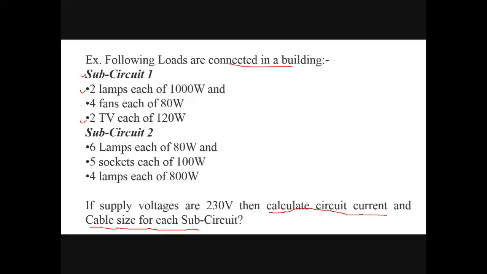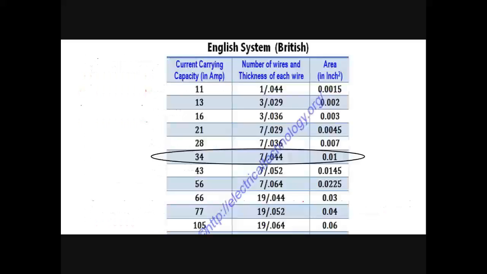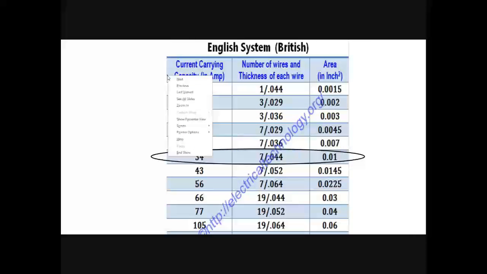So we know that we have the power capacity and the voltage capacity, so we can easily find out the circuit current. They have given this particular table. Whenever numericals are asked based on this chapter or concept, they are going to provide you one set of data, and inside this data they have mentioned the current carrying capacity.